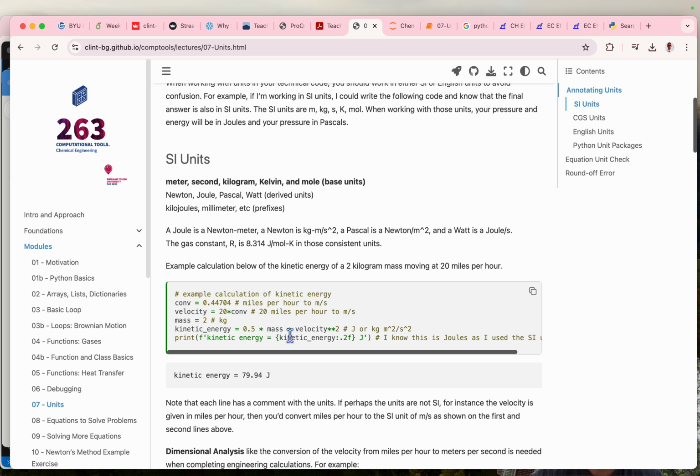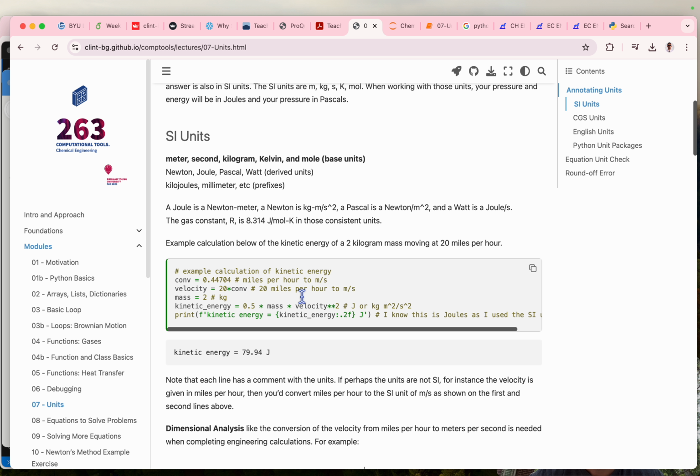Here's an example calculation where we convert miles per hour to meters per second. Similar to what I said, you use conversion factors to make sure all your variables are listed in SI units, and you give comments on what units the variable might be in. Then you can do kinetic energy, for instance, 1/2 mv squared, and that's in joules because that's the SI unit. If you have the base units, then you'll get the SI derived unit.